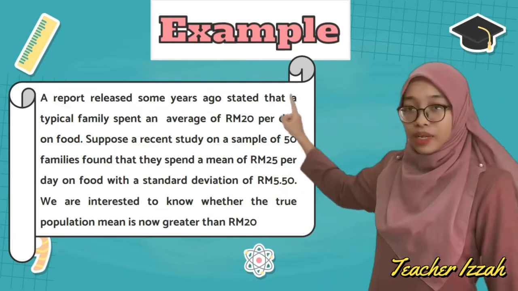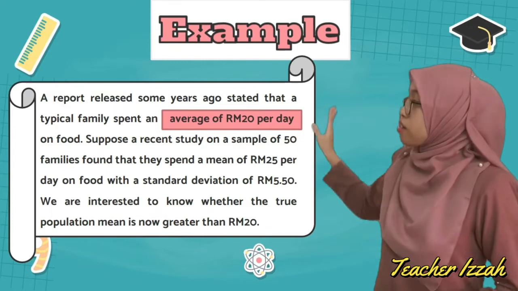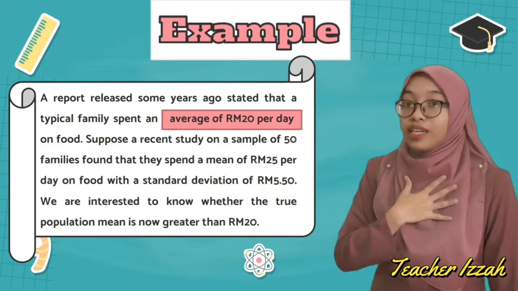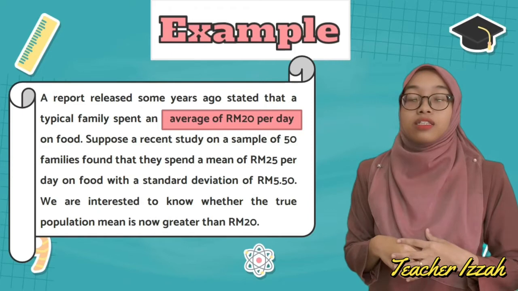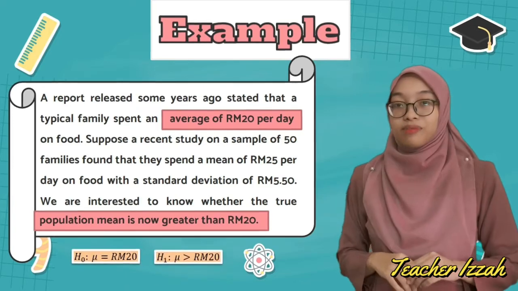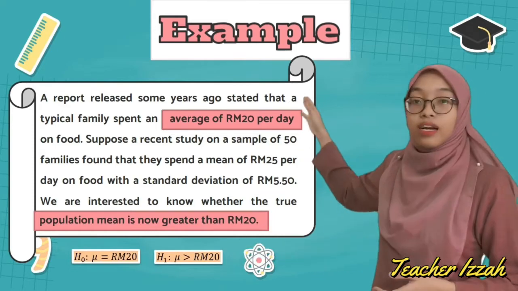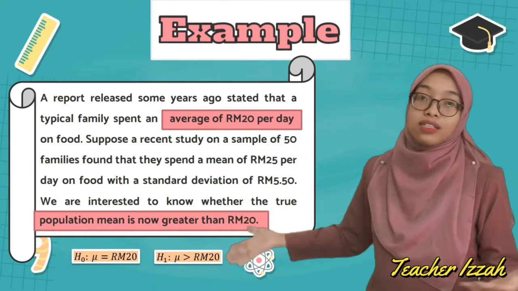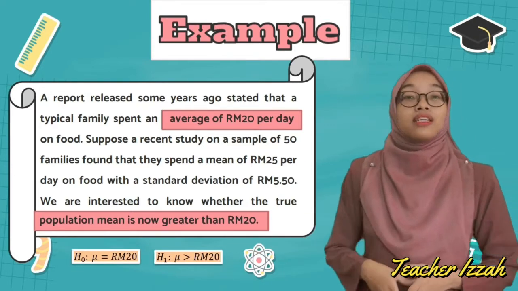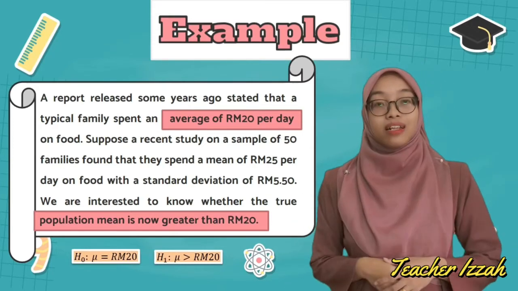Okay, so this statement here, average 20 ringgit, is what we call the null hypothesis, because it is a previous study from years ago. But then you and I are interested to know, so we say that no, it's not 20 ringgit, it's right now greater than 20 ringgit. Okay, and that is the alternative hypothesis. So after we find out the two hypotheses, you will know what kind of test you might going to use. And after you run the test, you will get two possible outcomes, which is whether you will reject the null hypothesis or you will accept the null hypothesis.